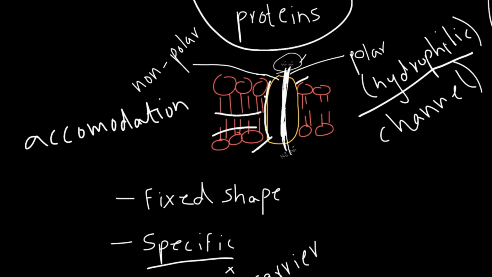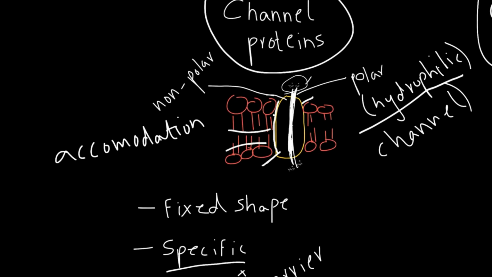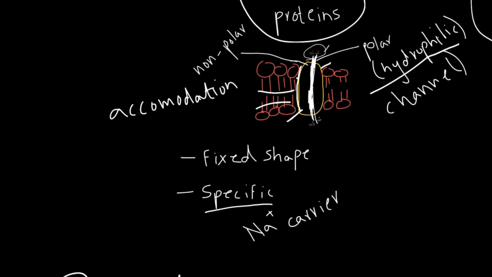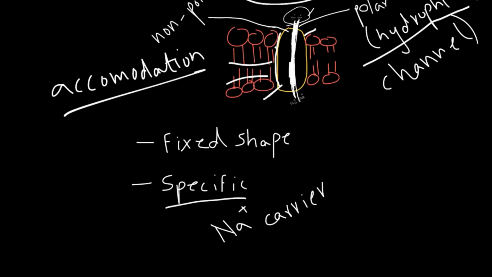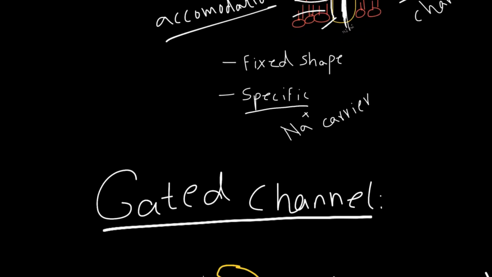So this is what a channel protein is. It has a thin channel going through the bilayer, and it is non-polar on the major part because it has to be accommodated inside. However, this thin polar region is through which all the polar substances travel. As we've studied, polar can attract polar, and non-polar is always repelled by polar.